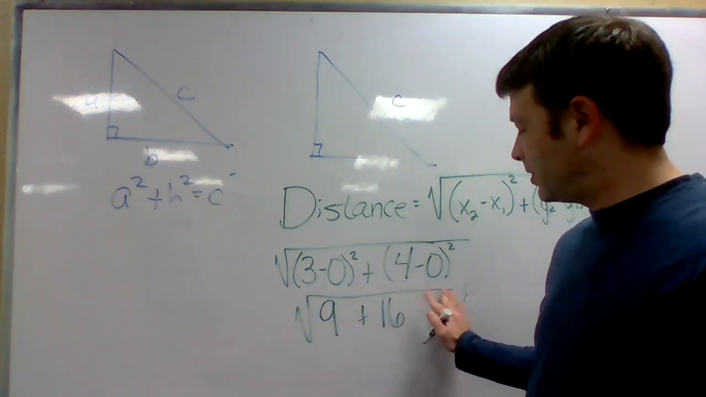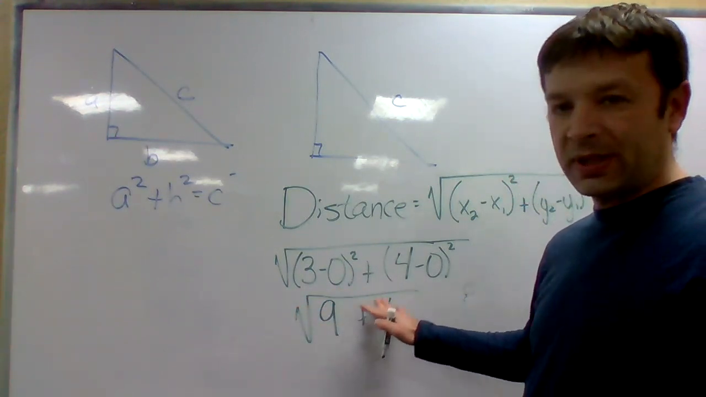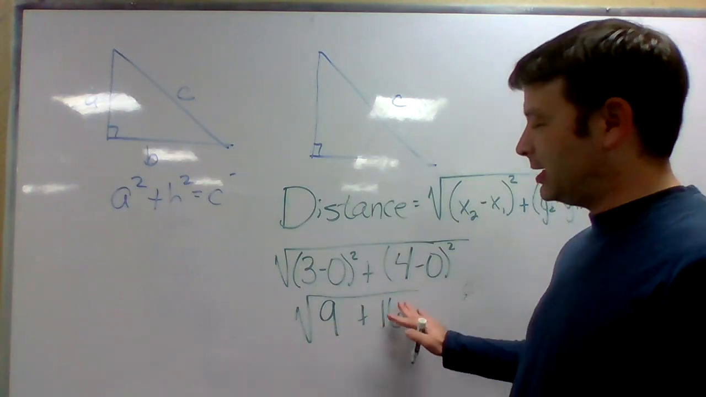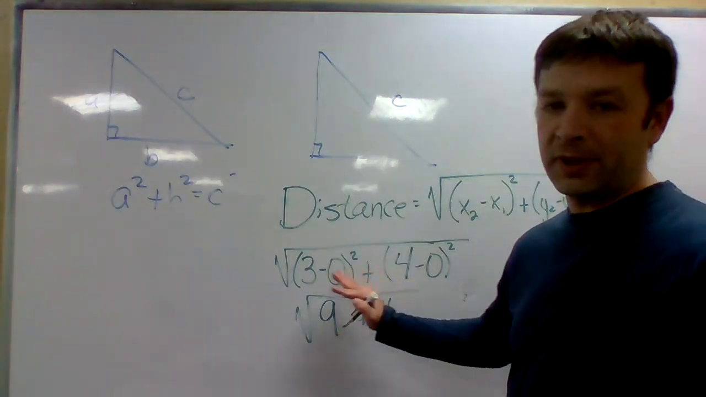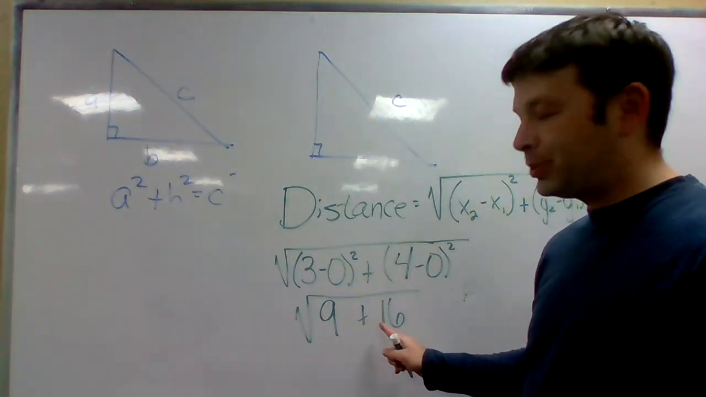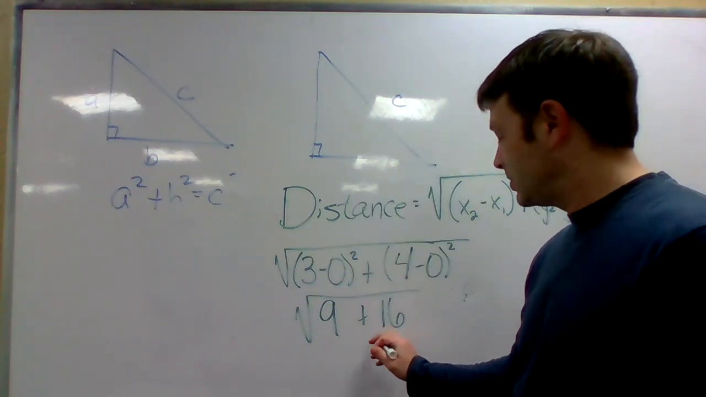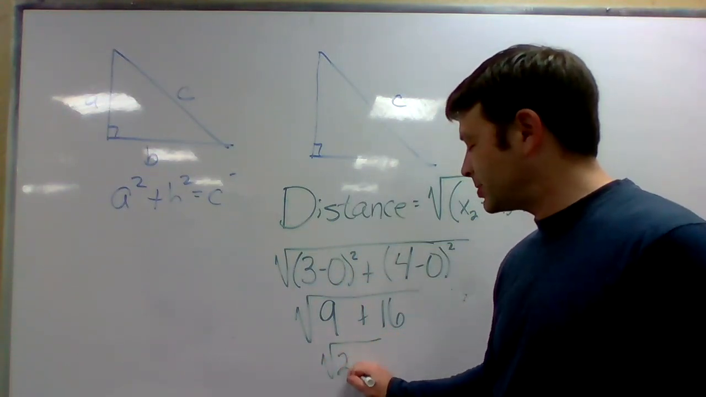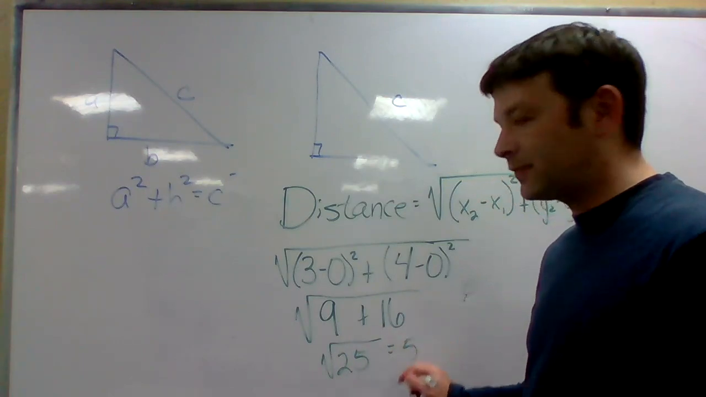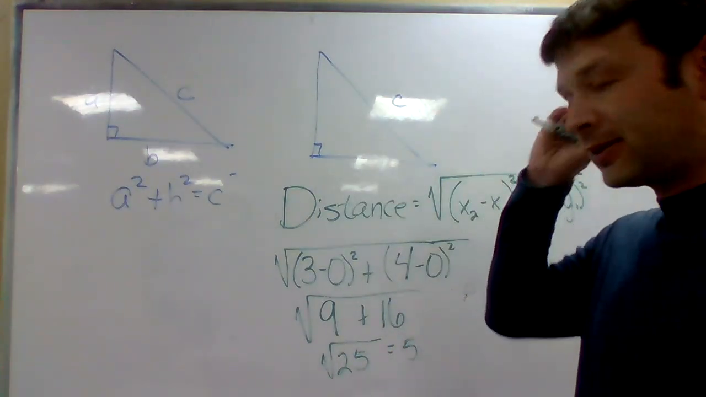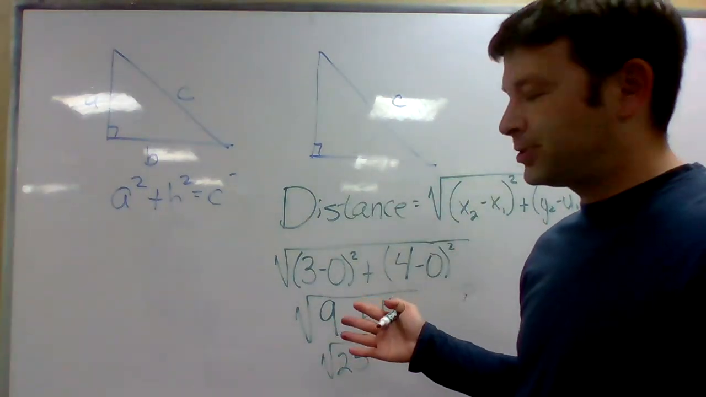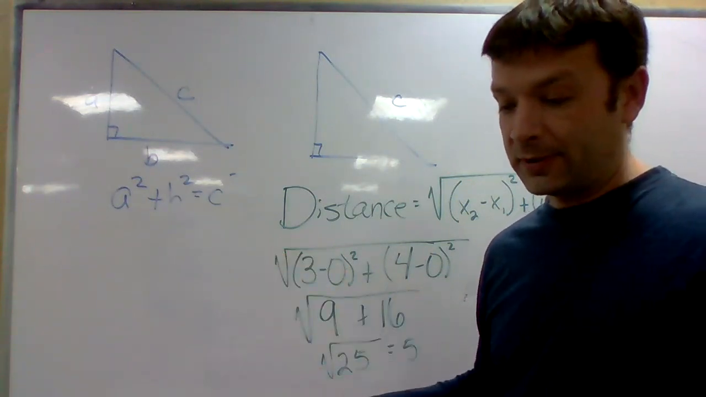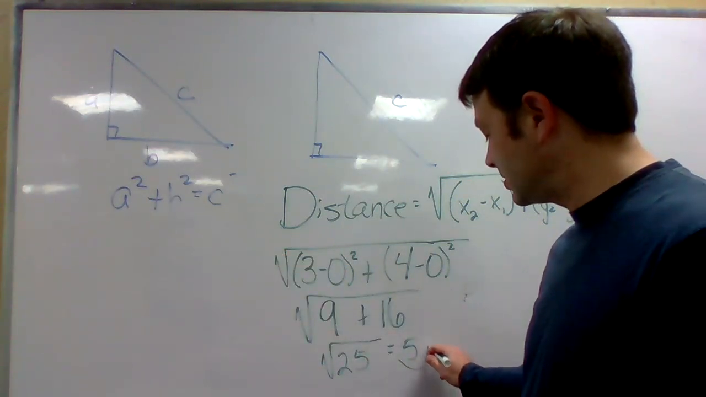I have the plus and I have the square root. Everything in the square root needs to be done first. It's kind of like everything in the square root's in parentheses. 9 plus 16 is 25. The square root of 25, what times itself equals 25? 5. Okay, so the length of that line between those 2 points is just 5 long. That's what that means.